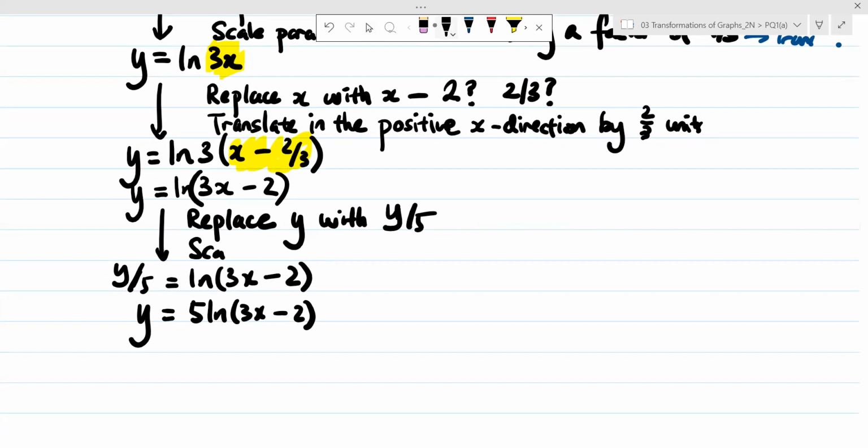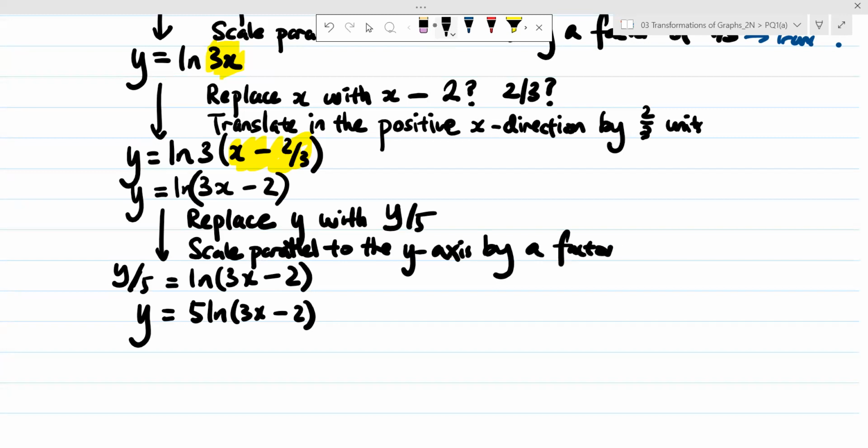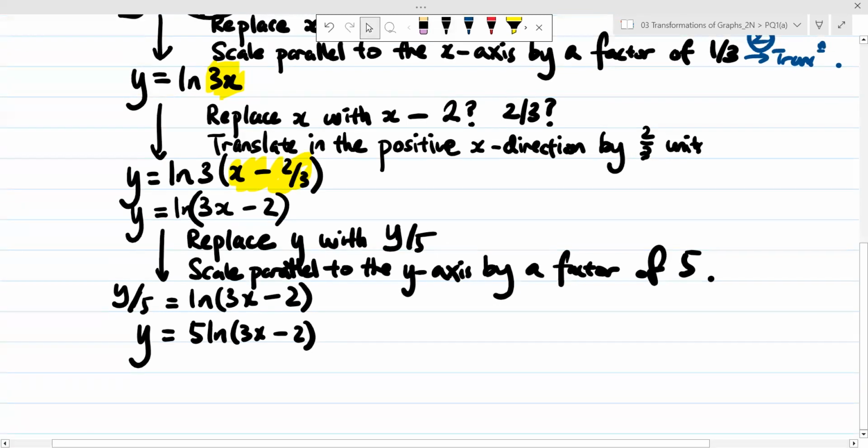So this is scale parallel to the y-axis by a factor of 5. So you see how I said you take the reciprocal of the coefficient as the scaling factor in the previous step 1. So it's consistent with this. That is why you need to write the replacement. If you don't, you immediately write y equals 5 ln(3x - 2), you may not understand why the scaling factor is 5 and not 1/5.